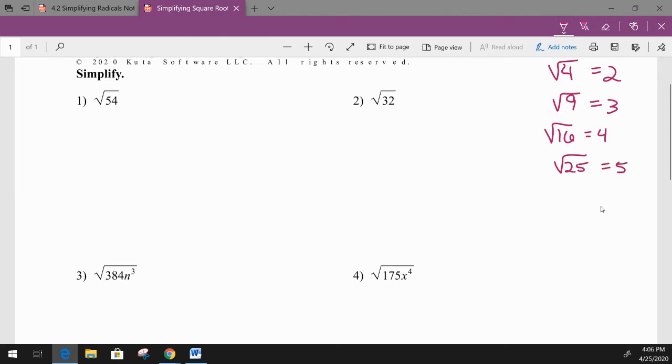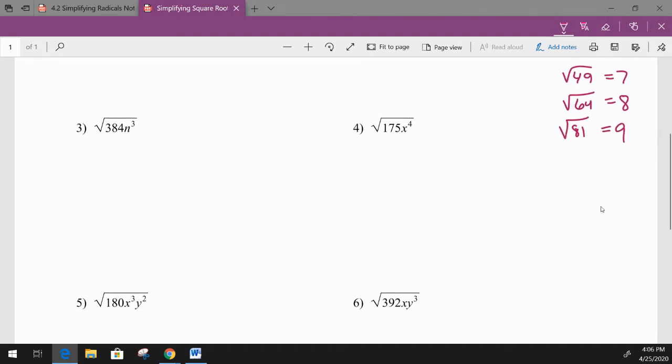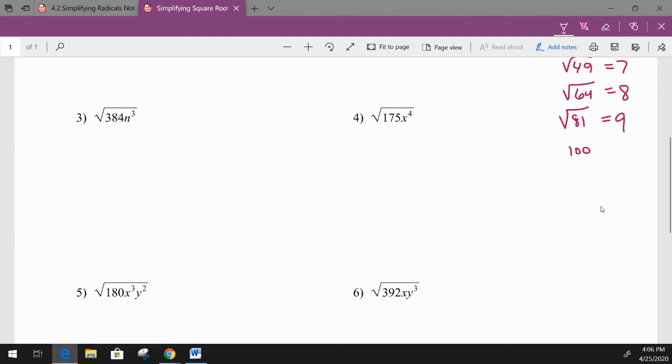After that, you've got 6 squared, which is 36. The square root of 36 is 6. 7 squared is 49. The square root of 49 is 7. 8 squared is 64. So the square root of 64 equals 8. 9 squared is 81. So the square root of 81 is 9. 10 squared is 100. So the square root of 100 is 10.